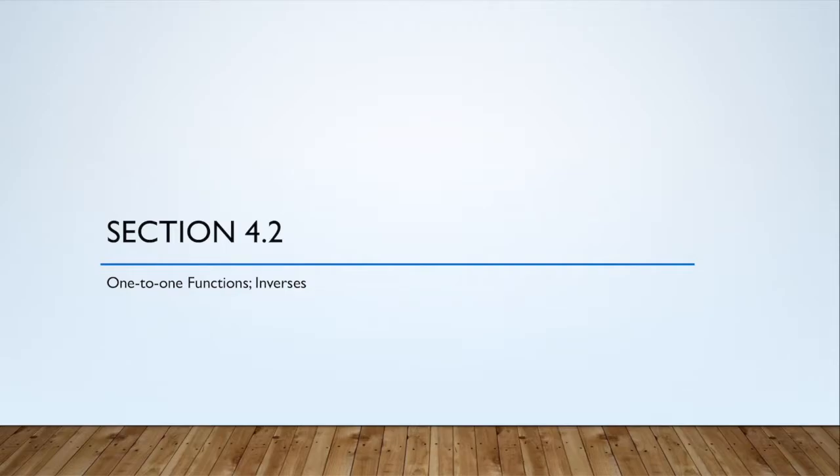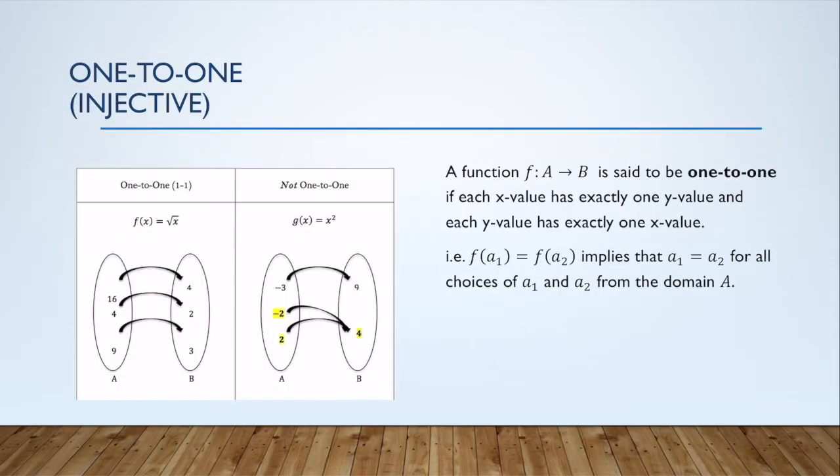Section 4.2 is about one-to-one functions and inverses. A function f from A to B is said to be one-to-one if each x value has exactly one y value and each y value has exactly one x value. So here's an example of a one-to-one function. Here's an example of a function, right? Each x has exactly one y value, but this is not a one-to-one function, but it is still a function. So that's good to know.